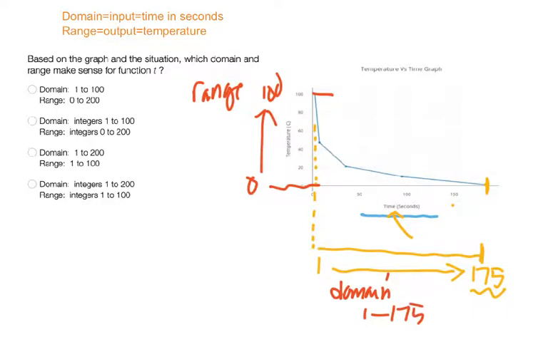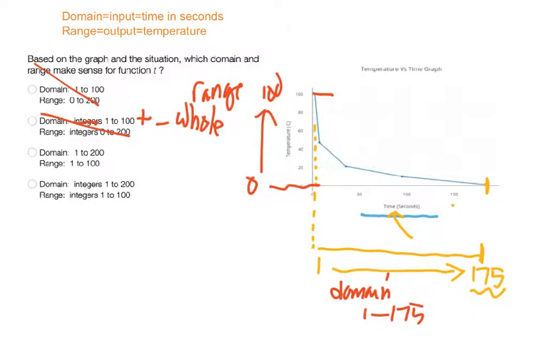All right, so now let's take a look at it. Domain, 1 to 100. No, it goes more than 100. All right, so not this one. Domain, integers, 1 to 100. No, remember integers are positive and negative whole numbers. No, because time can be in fractional pieces. So it's not that one.